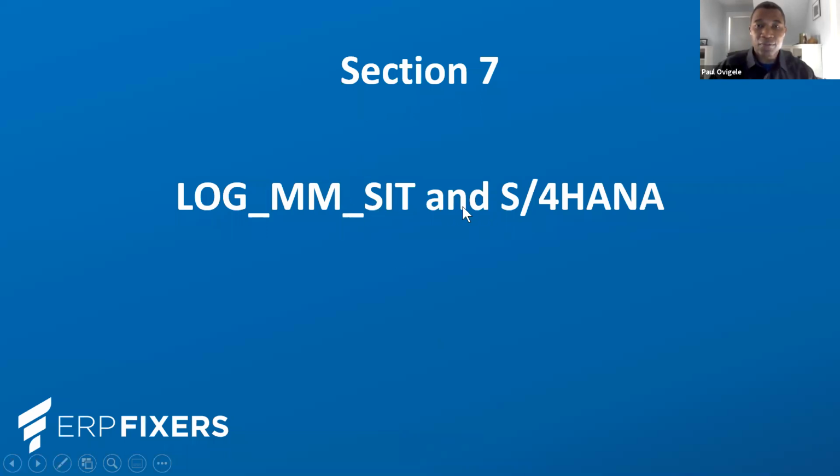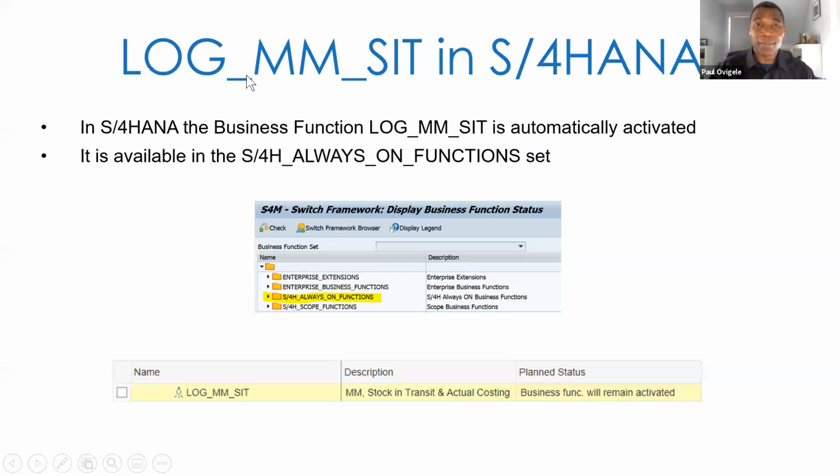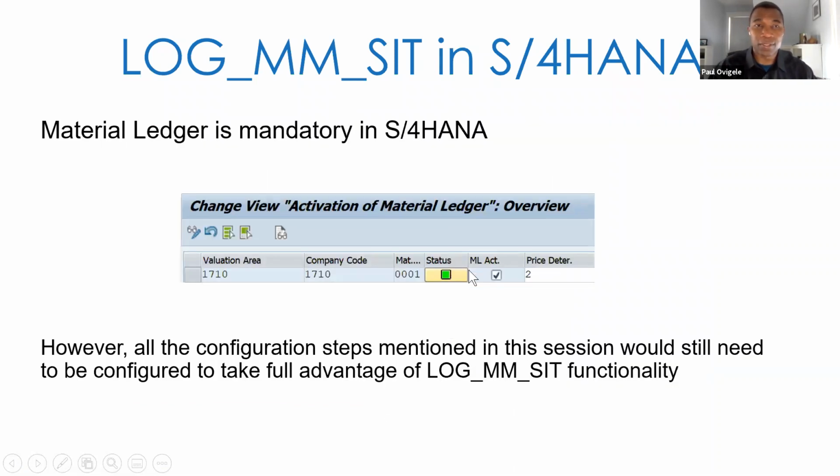Something else to note: S4HANA. You can't do an SAP presentation without mentioning S4HANA, so here it is. I think I have a couple of slides. This function, log MMSIT, is automatically active in S4. In S4, there's a business function set called always-on functions, and this is automatically active. In S4, material ledger is also mandatory.